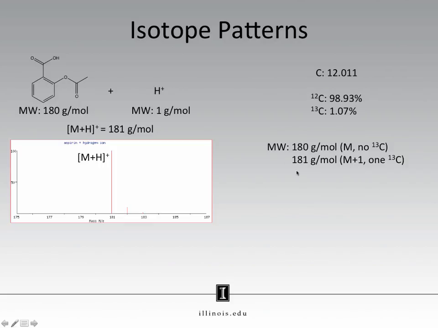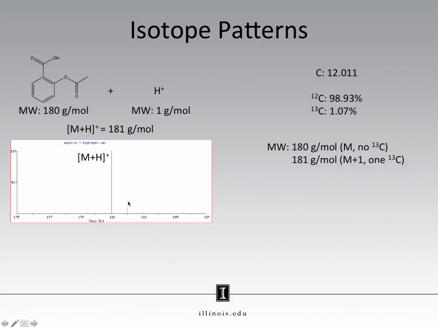How would these combinations of different isotopes affect our mass spectrum? For a molecule of aspirin that contains no carbon-13, we have a mass of 180 grams per mole. We add the mass of a proton to that, we see 181 grams per mole, and that is the largest signal in our mass spectrum. If instead, we have a molecule of aspirin that contains one atom of carbon-13, we have a mass of 181 plus the mass of a proton to give us 182, which we see in the mass spectrum, don't we?